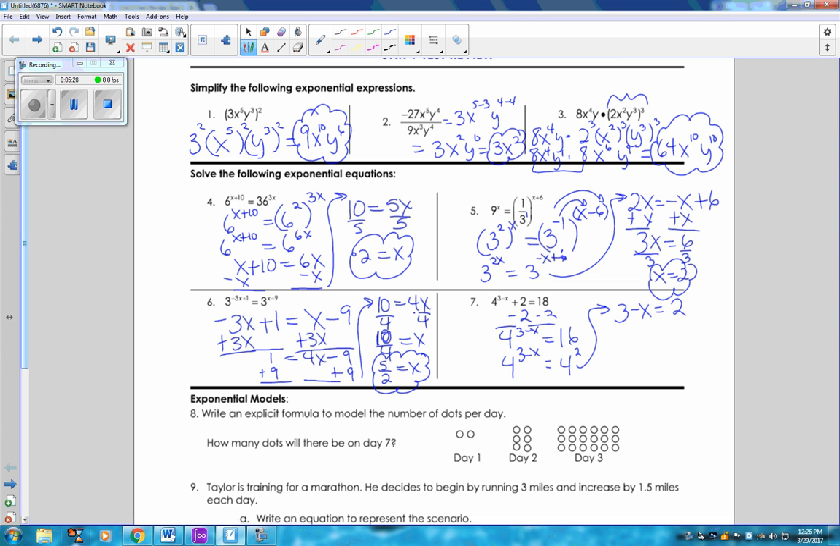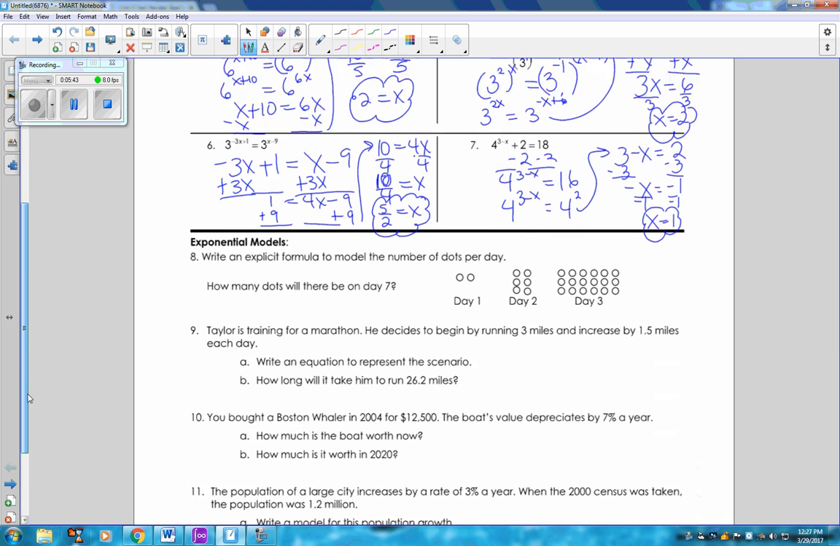And I'm going to subtract the 3 from each side. I have negative x equals negative 1, and then you need to divide each side by negative 1, and you get 1. Okay, number 8, you were to omit.